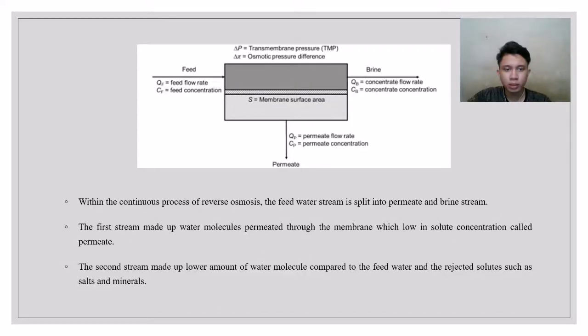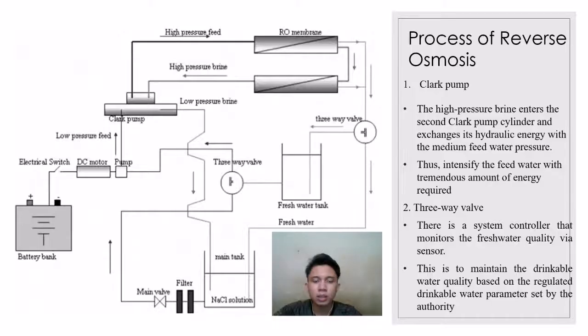Based on the figure, within the continuous process of reverse osmosis, the feedwater stream is split into permeate and brine streams. The first stream, made out of water molecules that permeate through the membrane and low in solute concentration, is called permeate. The second stream is made out of a lower amount of water molecules compared to the feedwater, and the rejected solutes such as salt and minerals.